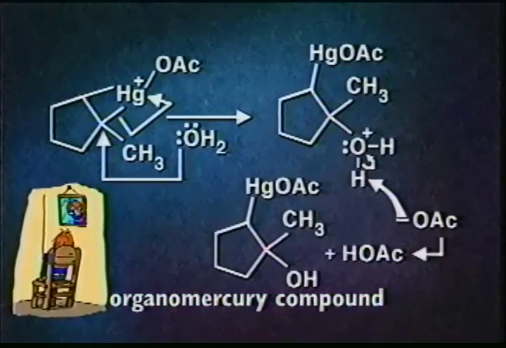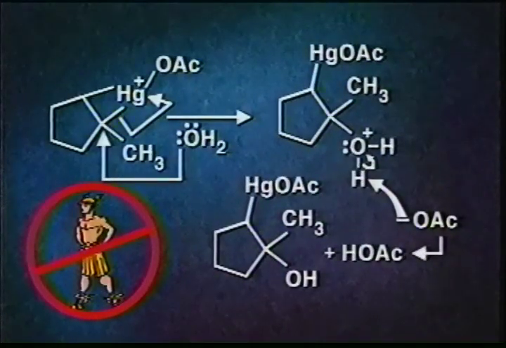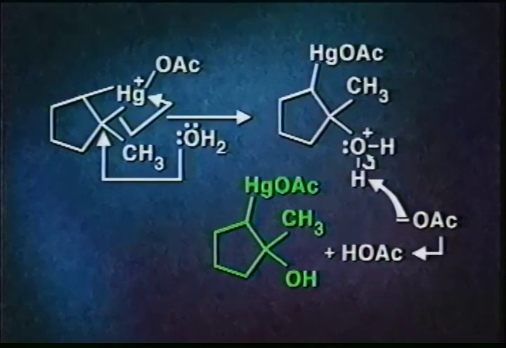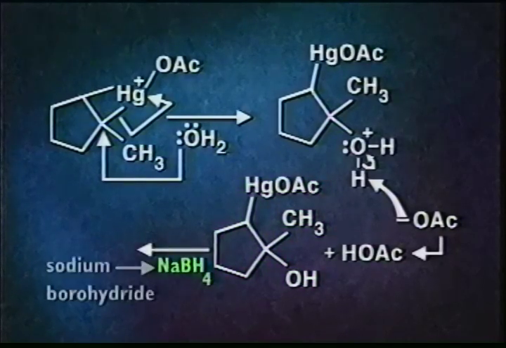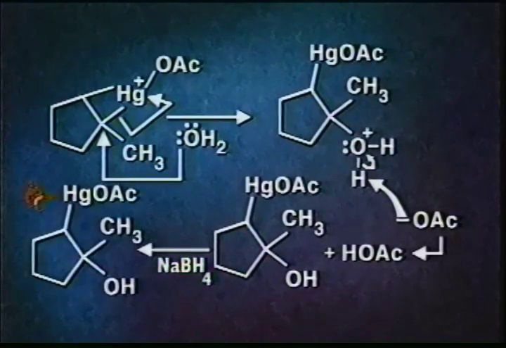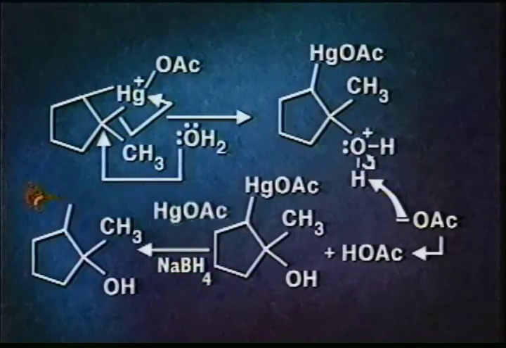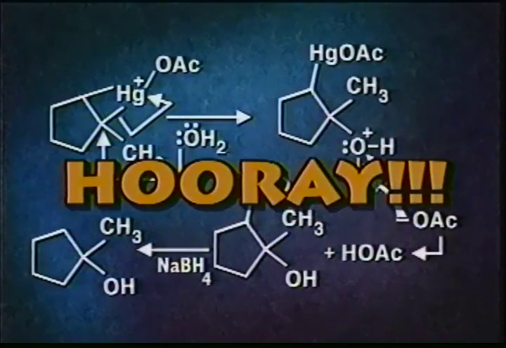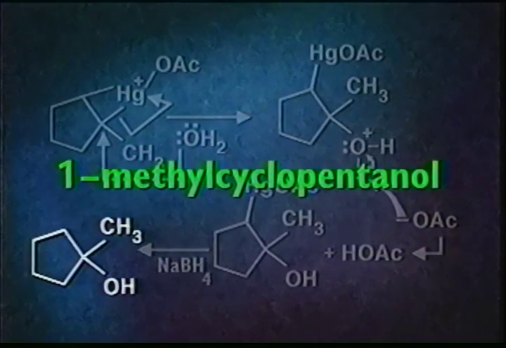We could isolate it if we wanted to. But we don't want mercury in the product, and that's what we've got here. Somehow we've got to get rid of the mercuric acetate. And wouldn't you know it, those tricky organic chemists have something up their sleeves. The organomercury intermediate is treated with another chemical, sodium borohydride, NaBH4. Doing that kicks the mercurium acetate out of the way and replaces it with hydrogen from the NaBH4. And hooray! There we have it, an alkane with an OH group, 1-methylcyclopentanol.